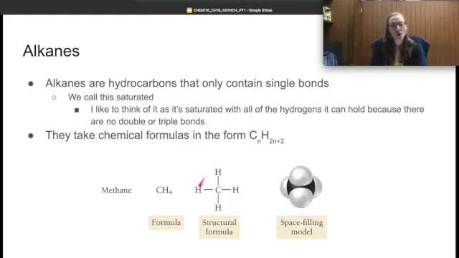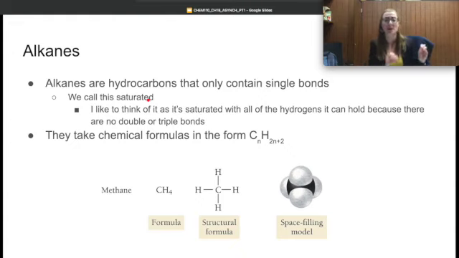And so when we have a hydrocarbon that only contains single bonds, we call this saturated. So we call this a saturated hydrocarbon. I like to think of it as saturated with all of the hydrogens it can hold. It's like we've packed them all in. We have the maximum number.